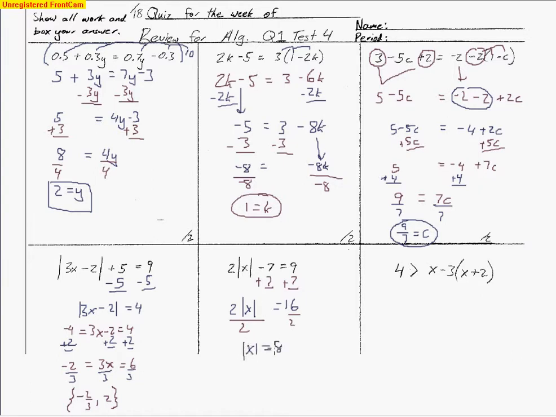equals 8. And so now, since the absolute value is isolated, we could set it equal to that number and its opposite. However, there's no work to be done, so that gives us our answer. Negative 8 and positive 8 are the two solutions.